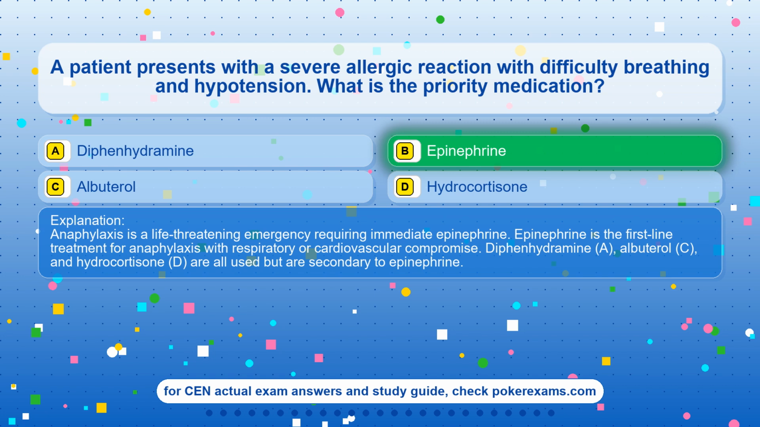Anaphylaxis is a life-threatening emergency requiring immediate epinephrine. Epinephrine is the first-line treatment for anaphylaxis with respiratory or cardiovascular compromise. Diphenhydramine, A, albuterol, C, and hydrocortisone, D, are all used but are secondary to epinephrine.